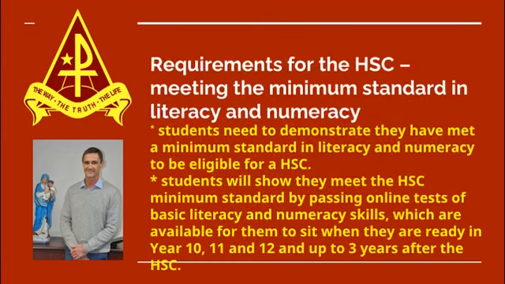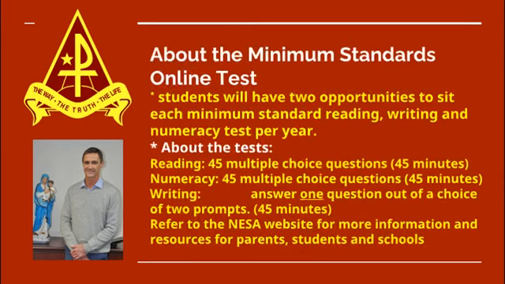To be eligible to receive a HSC, students must meet the minimum standard in numeracy and literacy. Students will show they have met the HSC minimum standard by passing online tests in basic literacy and numeracy skills, which are available for them to sit when they are ready in Year 10, 11 and 12 and up to 3 years after the HSC. Students will be provided with 2 opportunities to sit each of the minimum standards tests in reading, writing and numeracy per year from Year 10.